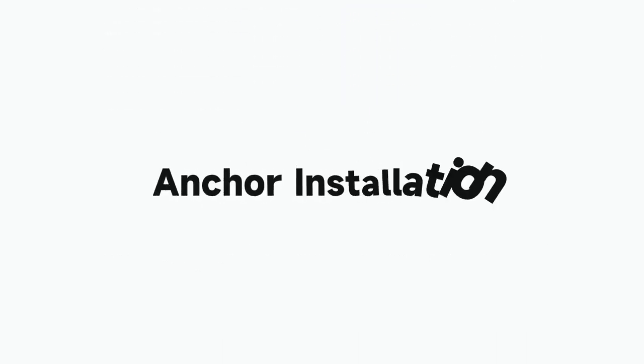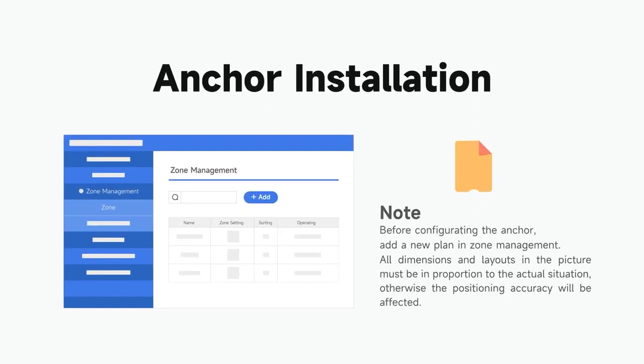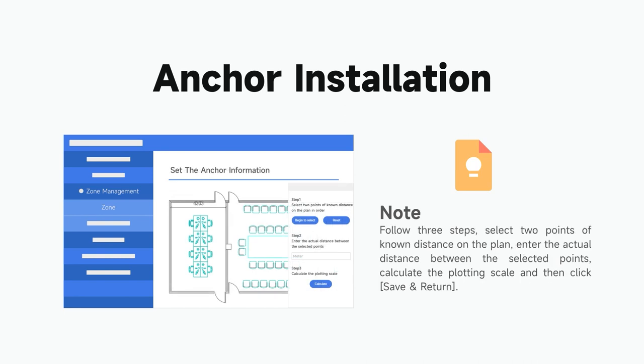Anchor installation. Note: before configuring the anchor, add a new plan in zone management. All dimensions and layouts in the picture must be in proportion to the actual situation, otherwise the positioning accuracy will be affected. Follow 3 steps. Select 2 points of known distance on the plan, enter the actual distance between the selected points, calculate the plotting scale and then click Save Return.